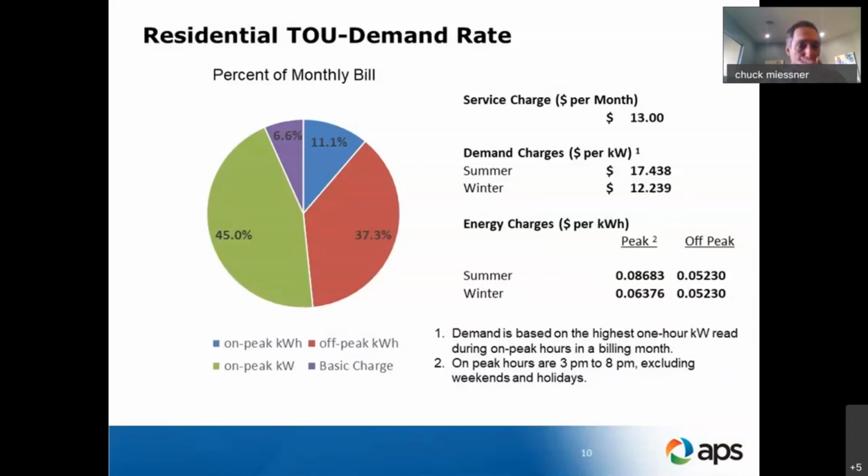Let's look at the demand rate here. It's got a $13 a month service charge. Demand charges are pretty healthy here. $17 a kW month in the summer, $12 a kW month in the winter. Those are pretty big for residential demand charges. And obviously lower energy charges as well. You can see on the pie chart, about 45% of our billed amounts come from the demand charge on this rate.